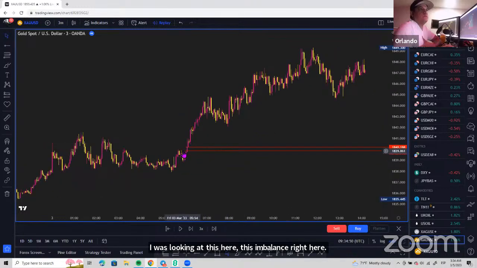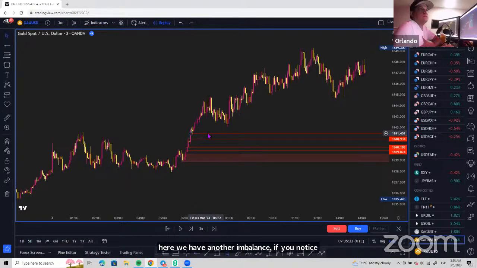And the reason that I was looking at this imbalance is because here is the area of demand where buyers started to jump in and created that volatile move, that break of the structure, creating that imbalance. And here we have another imbalance, if you notice, right? Here and here. This imbalance has been mitigated, but still an imbalance, right?